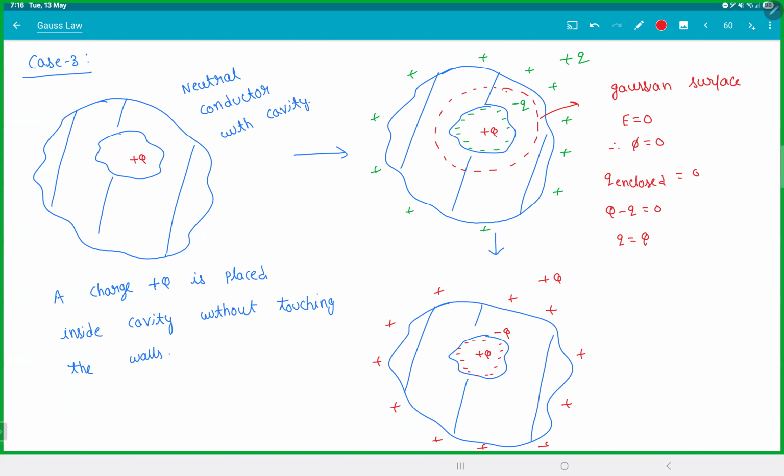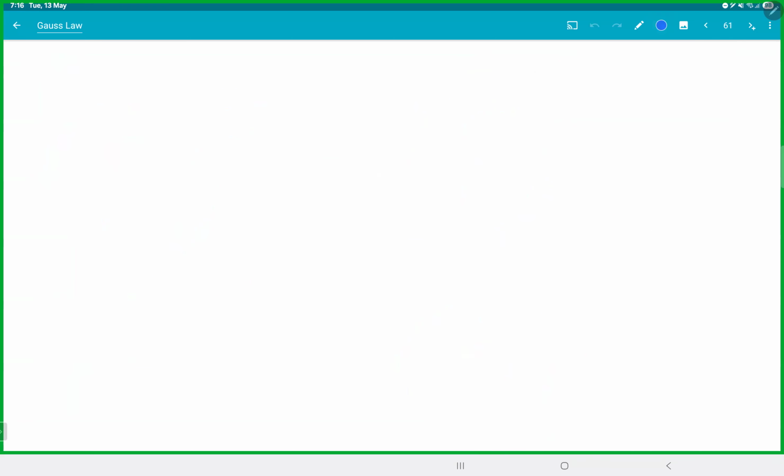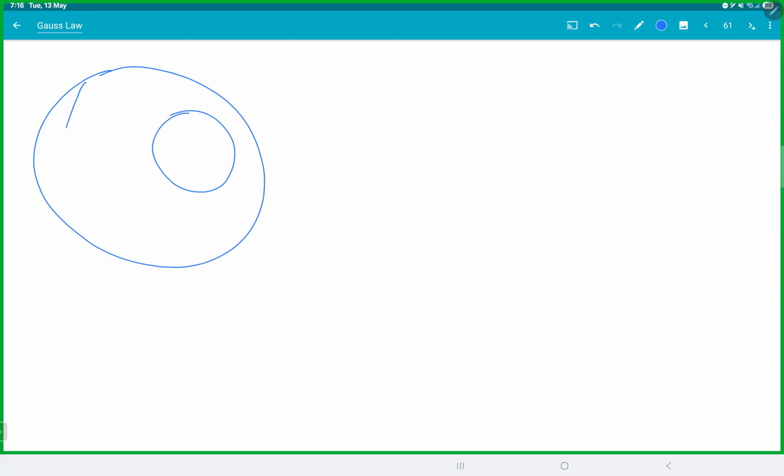Clear? Let me take an example. So let's say we have a sphere, and let's say we have one more sphere cavity here. And let's say you kept a charge q here, not in the center, somewhere here.